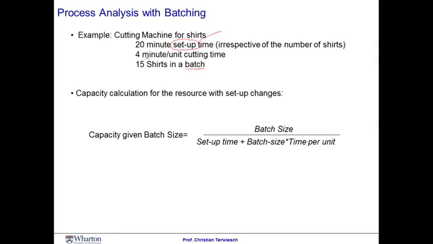Imagine we have a batch size of 15 shirts. We're going to find the capacity by asking ourselves, well, how long will it take to produce these 15 shirts? The production process starts by setting up the machine for these specific shirts, which will take 20 minutes. Once the machine is set up, it will take 15 shirts times the processing time of 4 minutes per shirt to produce this batch.